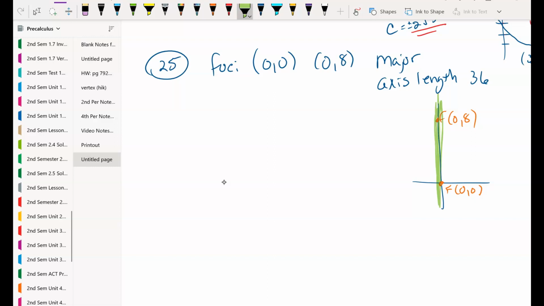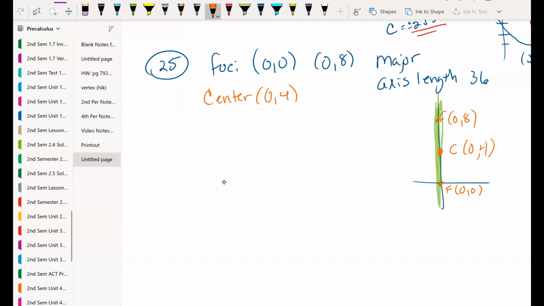So as a result, we need to remember a few key pieces of information. The center is going to be smack dab between the vertices, and it's going to be smack dab in the middle of the two foci. So when I look at this, and I'm going from 0, 0 to 0, 8, that means my center is at 0, 4. So my friends, we just figured out our center. So we know h and k now: it is 0, 4.